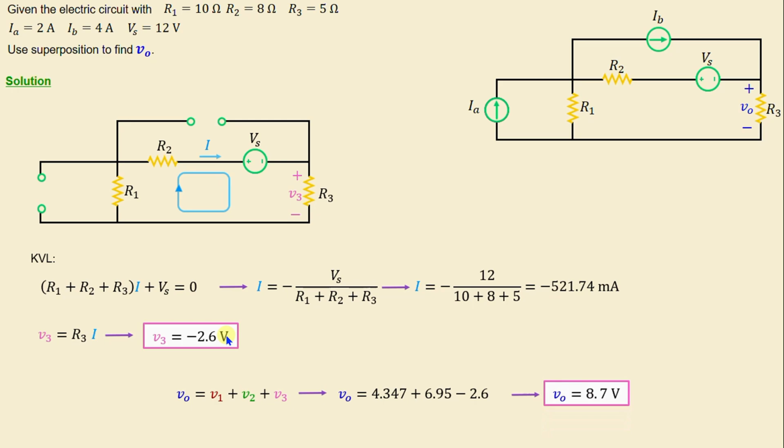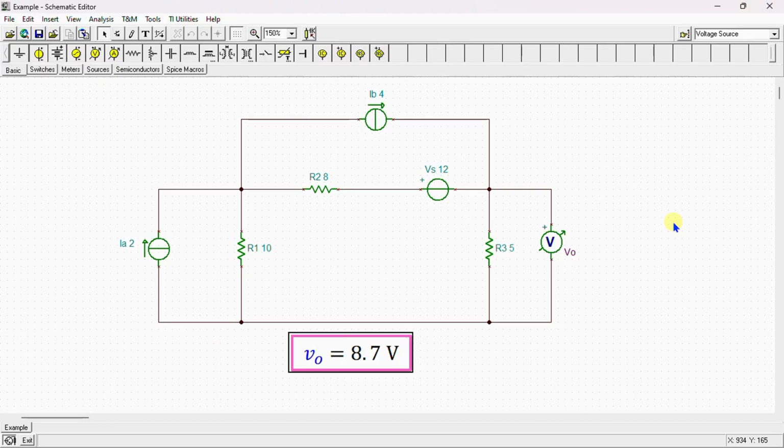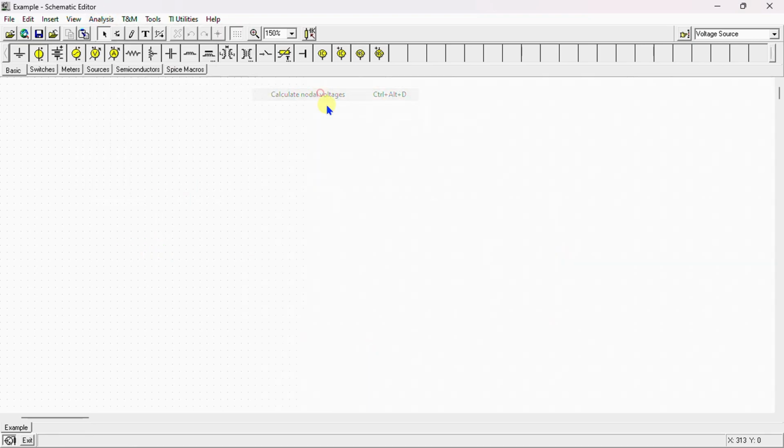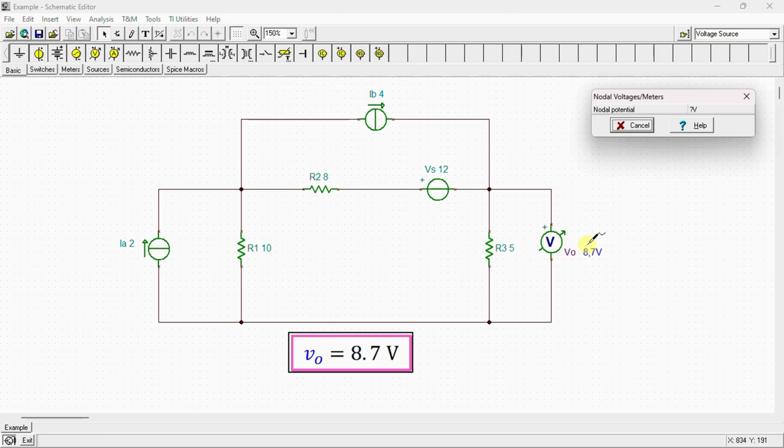After completing the calculation, we conduct a simulation using a SPICE simulator in order to verify our calculation. Let's proceed now to the SPICE environment. Here is our network drawn in the SPICE simulator. We can see here this is the independent current source IA, the independent current source IB, the independent voltage source VS, resistor R1, R2, R3. I connect here a voltmeter in order to measure the voltage VO across the resistor R3. If we go to analysis, DC analysis, calculate nodal voltage, we can see here that the voltage VO is equal to 8.7 volt. After completing the circuit simulation, we can clearly observe the similarity between the simulation and calculation results. This serves as a validation of our work.